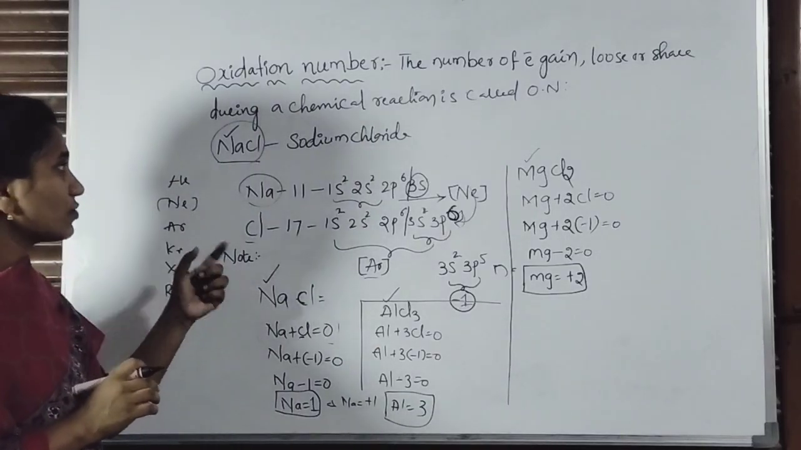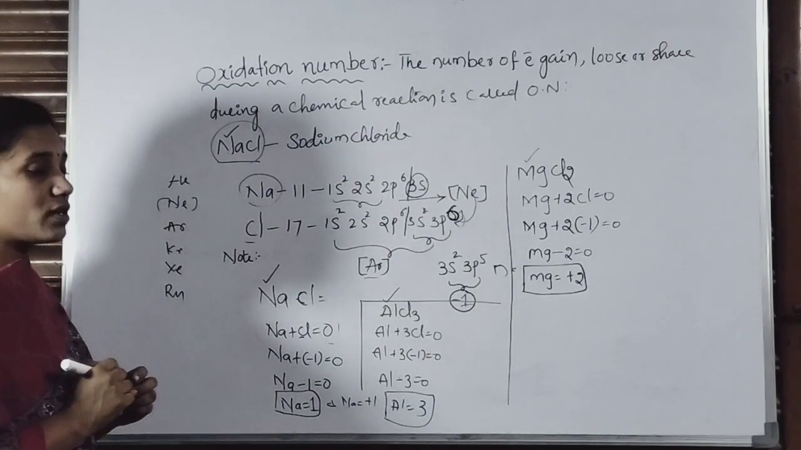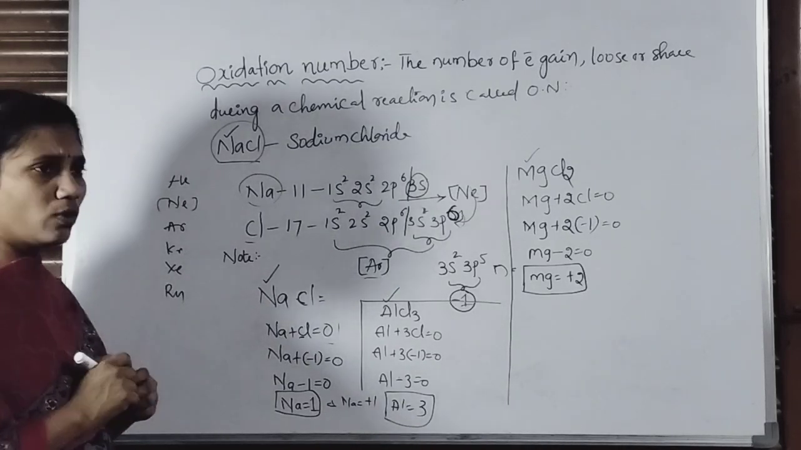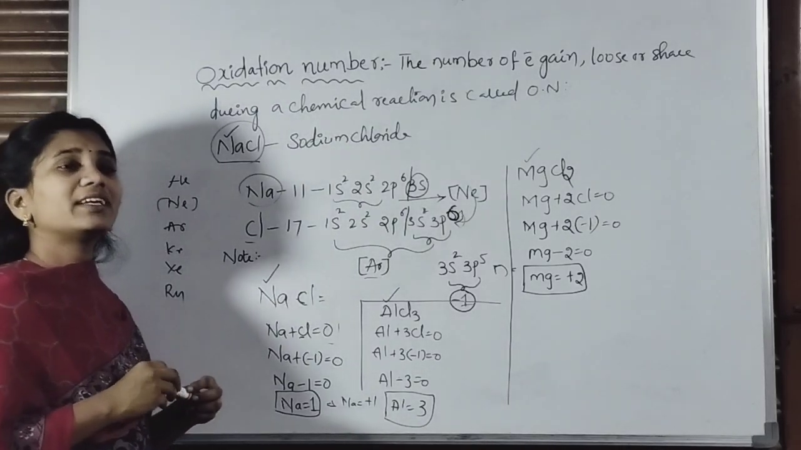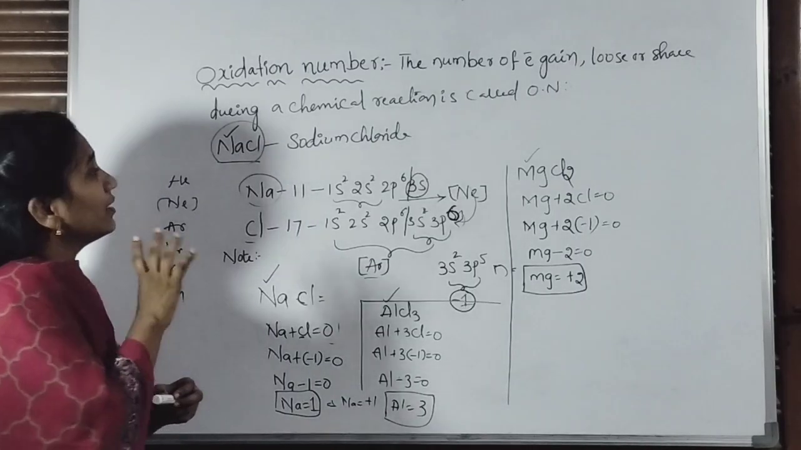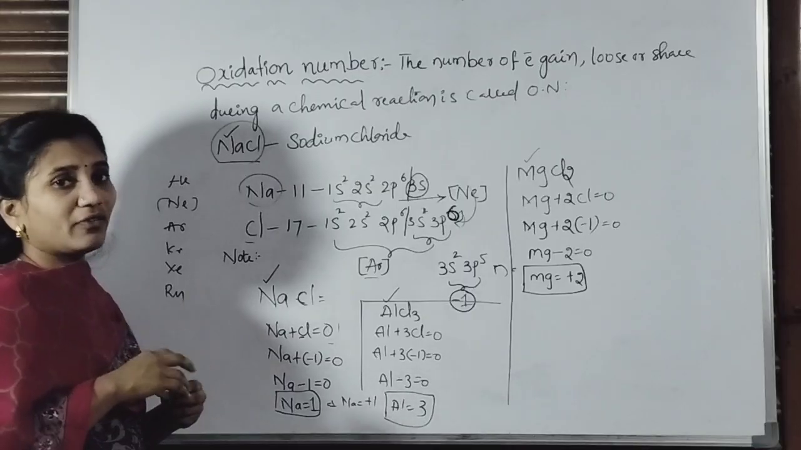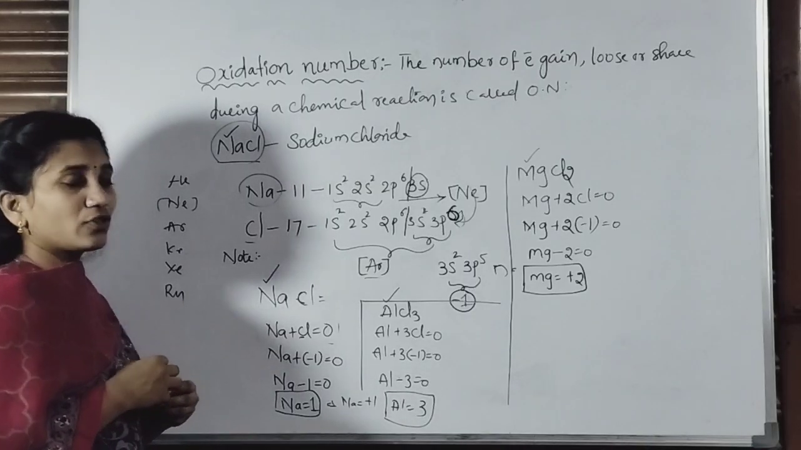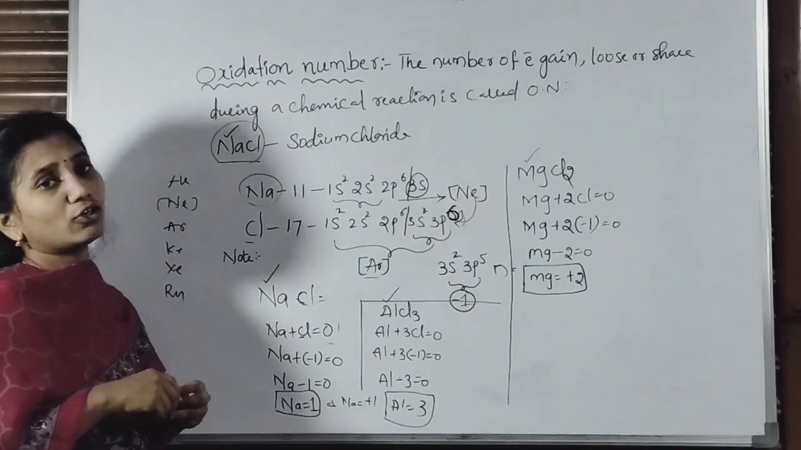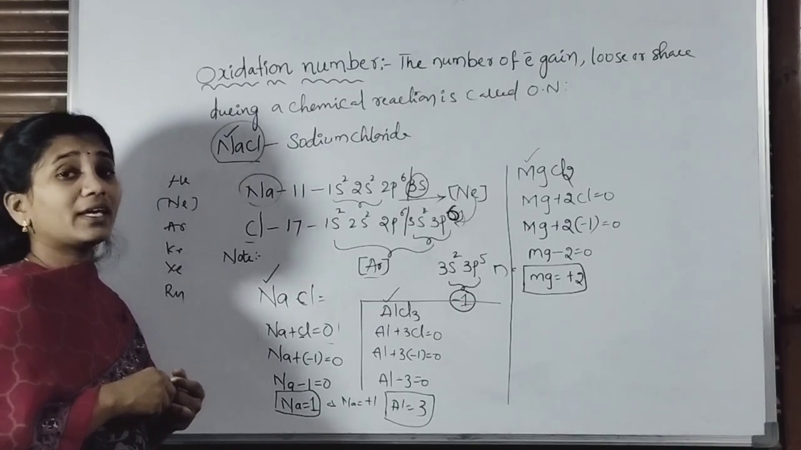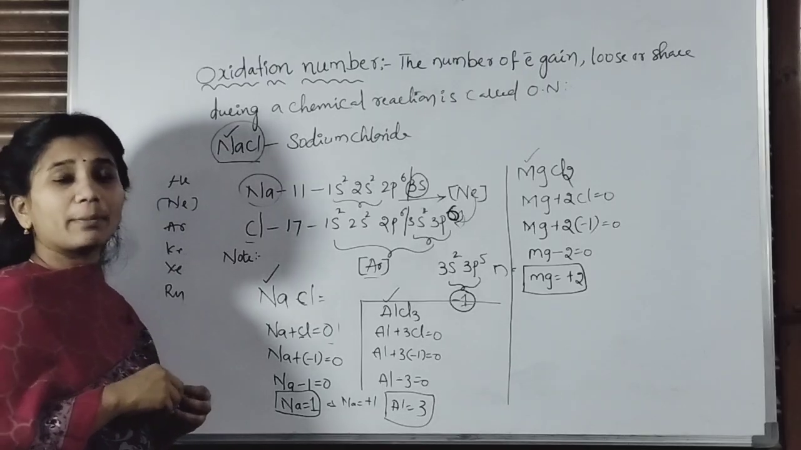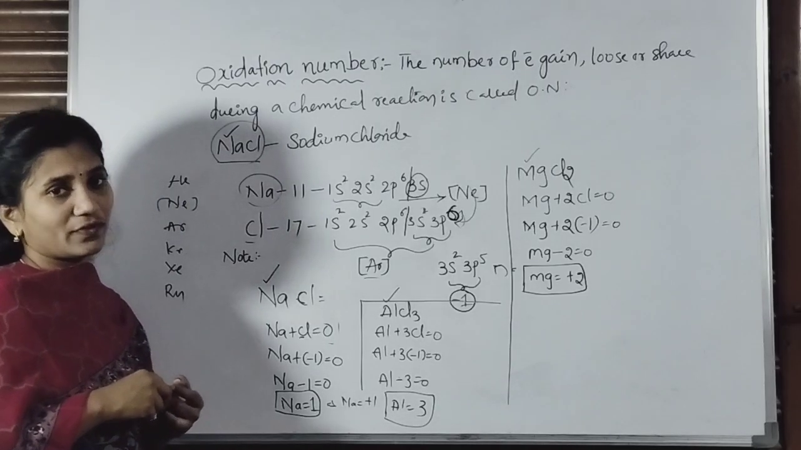Okay? So in this way we have to find the oxidation number of an element in a given compound, and there are certain rules. If we follow the rules, it is very convenient to calculate the oxidation number of any element. In the next video we will learn the rules to find the oxidation number, and how we calculate it for different compounds like complex compounds. Let us see in the next video. Thank you.